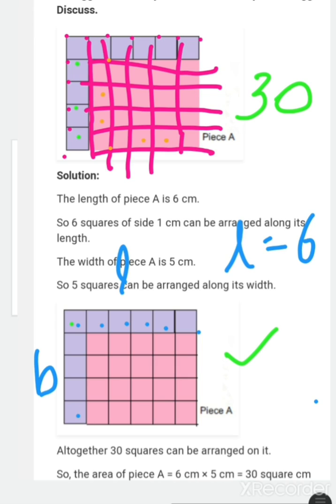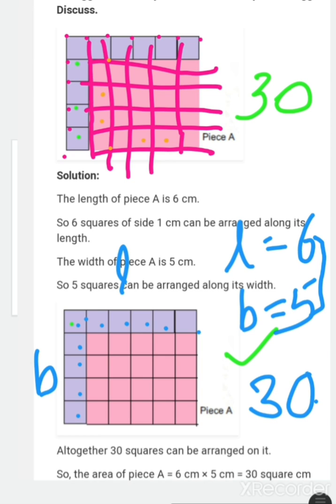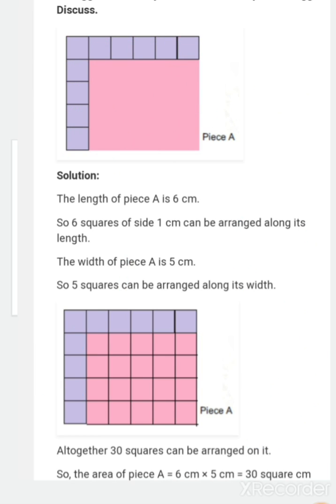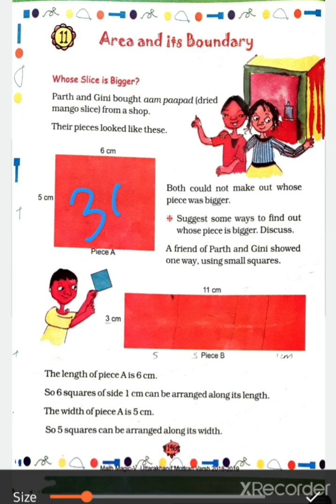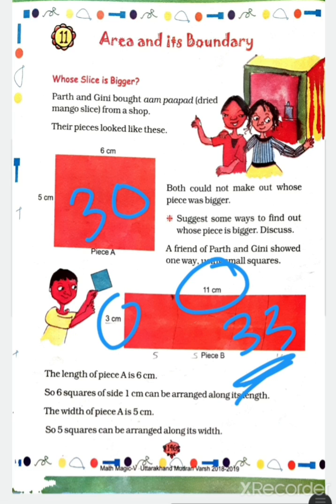And what is the breadth? 1, 2, 3, 4, 5. The breadth is also 5. So what is the area? This will be length multiplied by breadth, that is 6 multiplied by 5, which equals 30. So the area of the first aam papad is 30. Similarly, the area of the next aam papad will be 11 multiplied by 3, that is 33. So which aam papad has the bigger area? Yes, the second aam papad has the bigger area, that is 33.